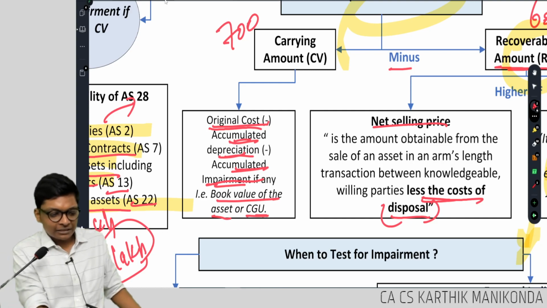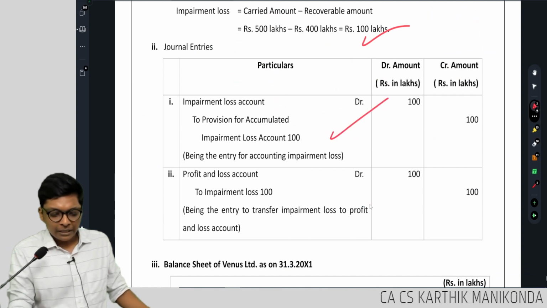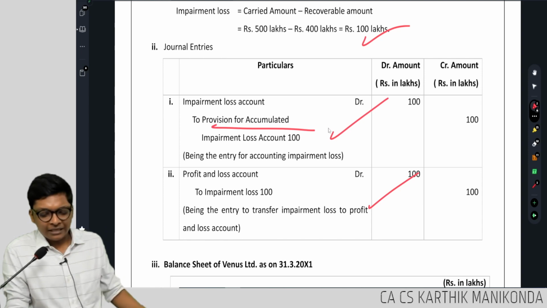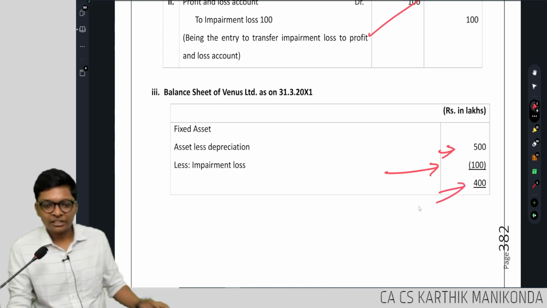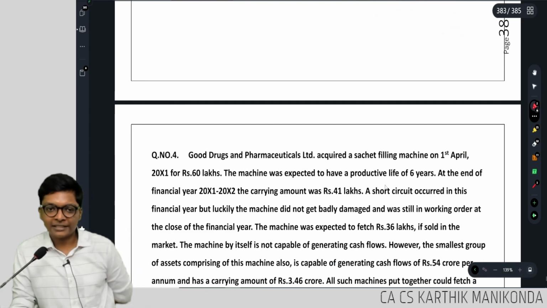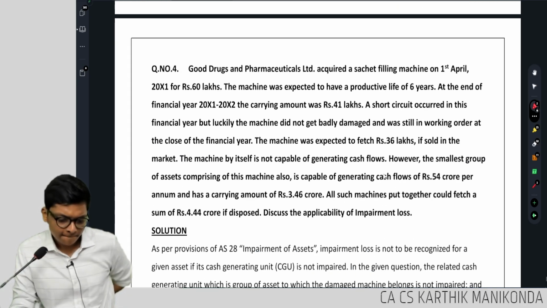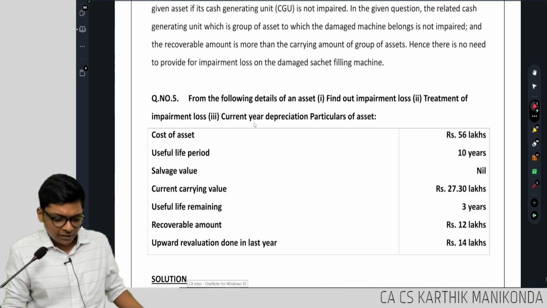Okay, let's check the answer for this in the study material. Loss is 100. Super. Entry is the same thing. They are transferring to provision like accumulated depreciation. We are transferring to asset, and then in the balance sheet asset minus 100 impairment loss. There is no depreciation, that's it, sum is over. Are you following, guys? This question, okay, we will come back to this a little later, we can't do that at the moment.